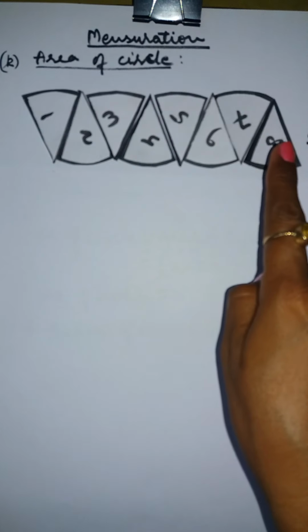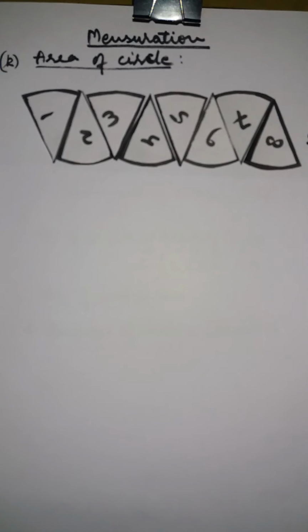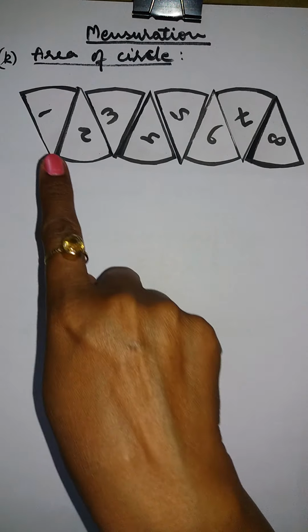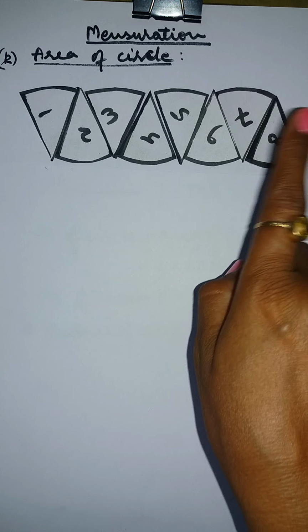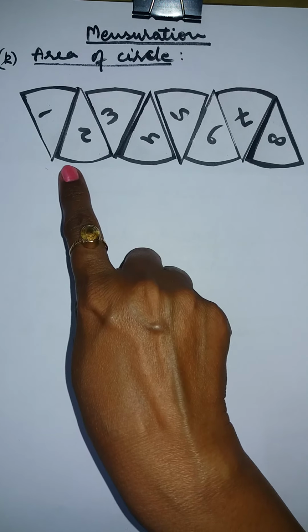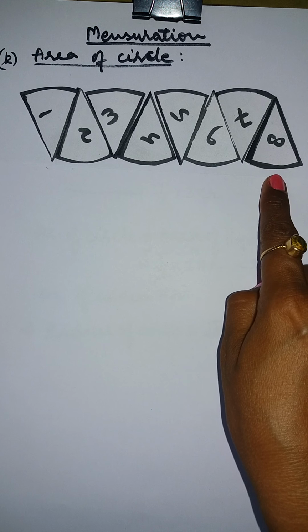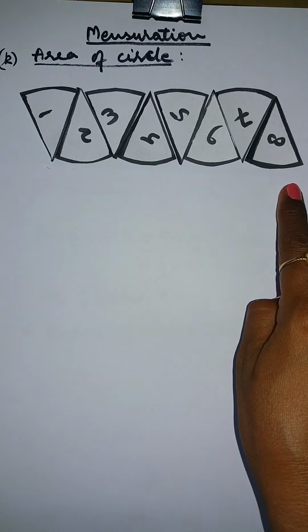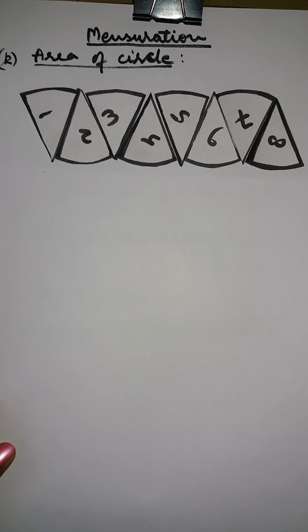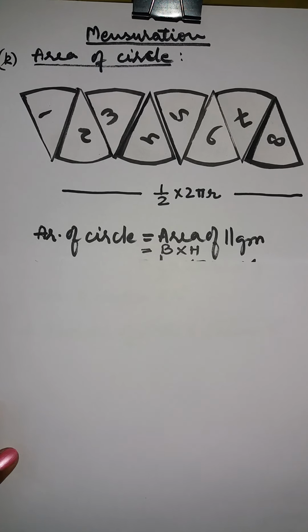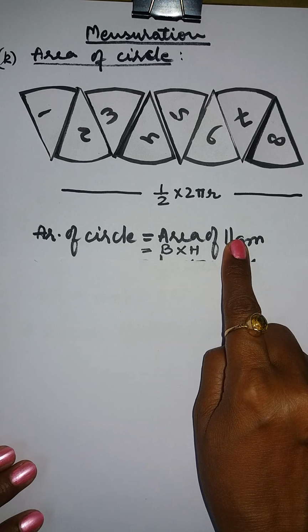We cut them into pieces and we arrange them in such a way that all the sectors seem to form a parallelogram here. And if we increase the number of these 8 sectors to 16 and 32 and so on, each arc which is shown here will be reduced and this side will become a straight side. So with the help of the area of a parallelogram, we derive the area of the circle.